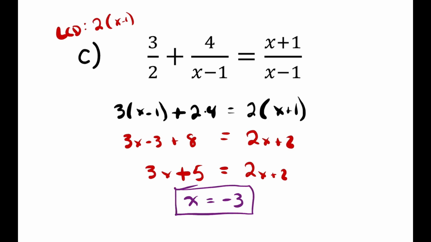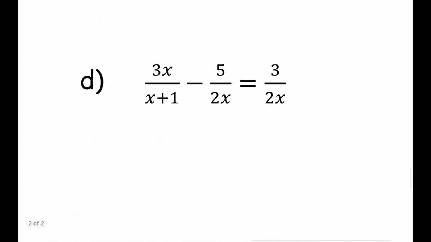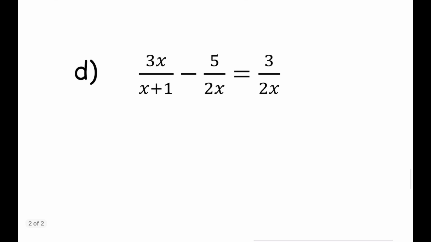Okay, and double check our extraneous solutions. The only thing we can't have is 1, so we are all set. Let's keep moving on then. Here we go. Making good progress, guys. We can do this. All right.